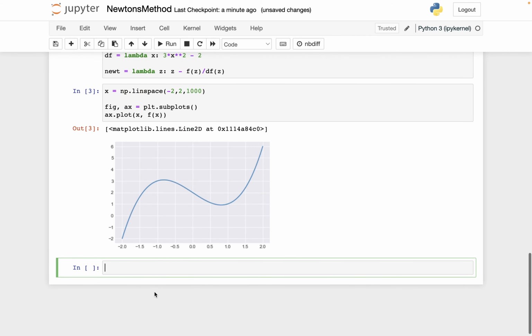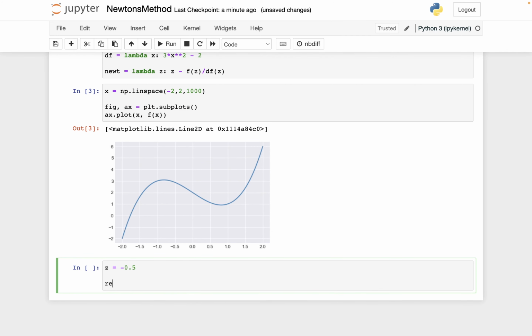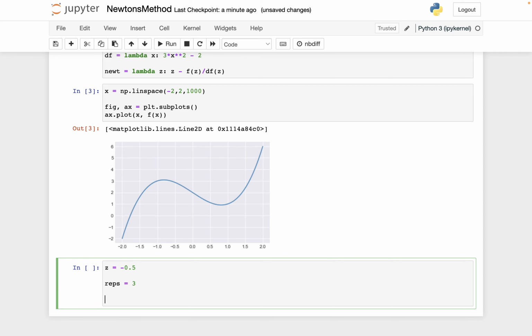So I wrote z equals negative 0.5 is where we're going to start. And again, we're going to do Newton's method 3 times, so I'm just going to say reps equals 3. And our array, I'm going a little fast because this is the same as what I did in the previous video. We'll start out with reps plus 1, so it holds our negative 0.5 and then the first 3 recursive outputs of Newton's method.